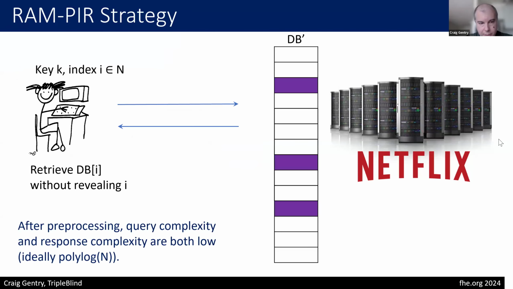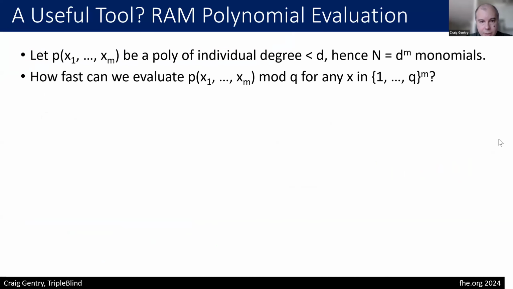So the idea is that Alice will access this preprocessed database DB prime, just a few locations, and somehow it will cover DB i without revealing i. So you want the query complexity and the response complexity to both be really low. In particular, response complexity is like polylog n instead of n.